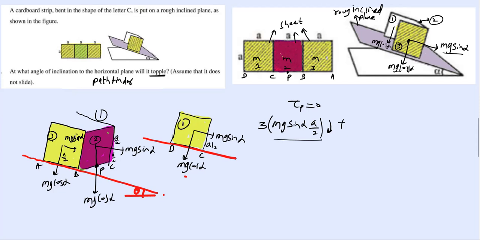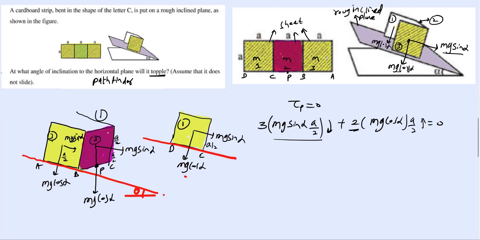Then torque due to mg cos alpha. Torque due to mg cos alpha of sheet 3 will set up a torque about point P, and this distance should be equal to a by 2. Similarly, torque due to the mg cos alpha of sheet 1, this distance also will be a by 2. Not about C, it will set up torque about P only. The perpendicular distance will become a by 2. Therefore, 2 times mg cos alpha a by 2. This will be anti-clockwise. Okay, sir, why not 3 here?